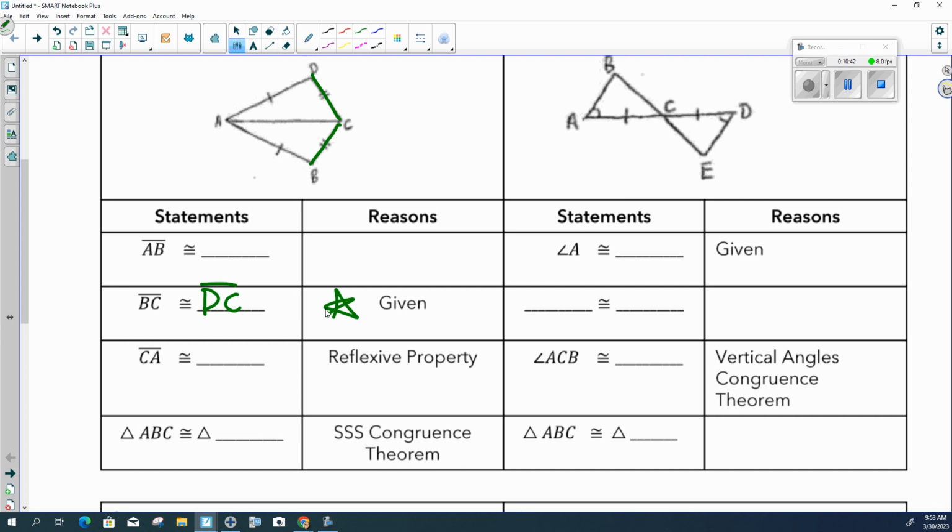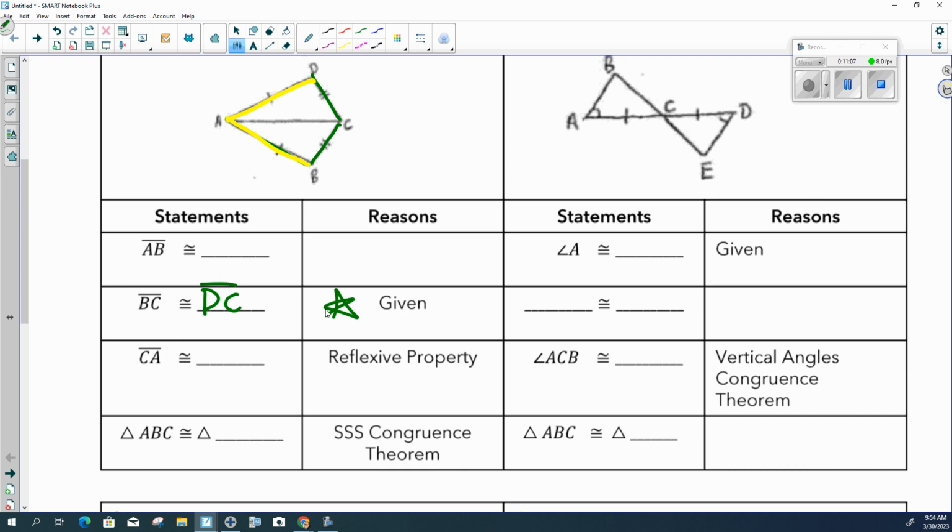And again, I don't love these ones that are scaffolded, but if you ever do them by yourself, do all the givens first and then move on. That's my opinion. Okay, so we got AB. Jared, what is congruent to AB? AD. And how did you know that?